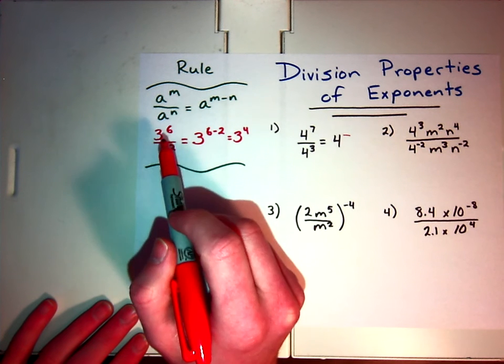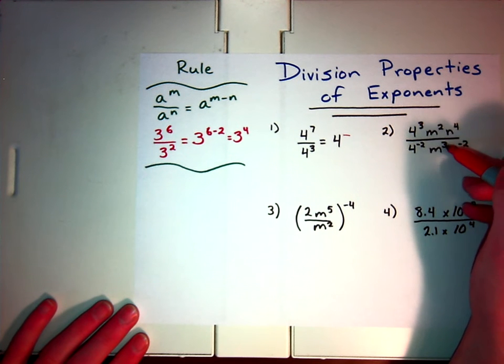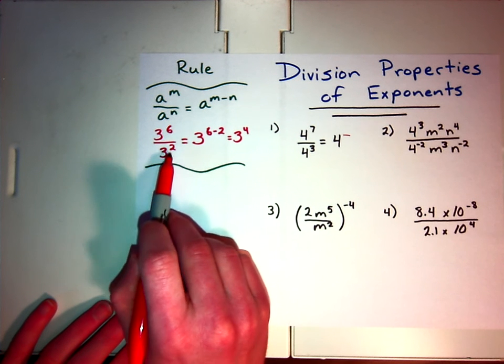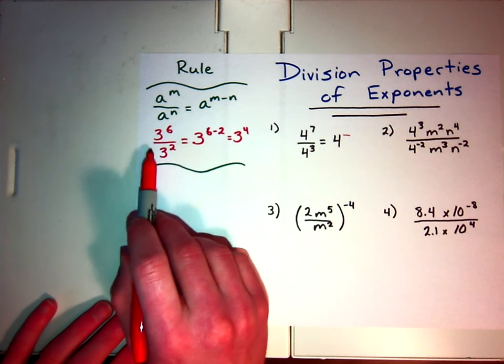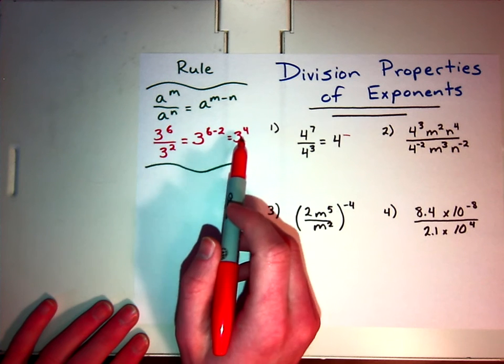For example, over here, we're going to see an example where 2 and 3 are the same bases. Well, 3 is a larger power, so we would actually move that m to the second power to the denominator. We can see our example with numbers: 3 to the 6th power over 3 to the 2nd power. 6 minus 2 equals 3 to the 4th power.